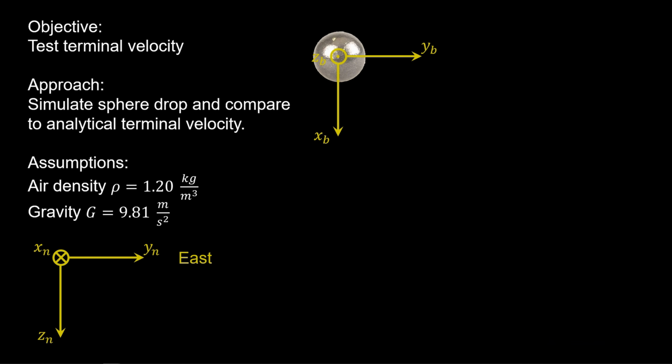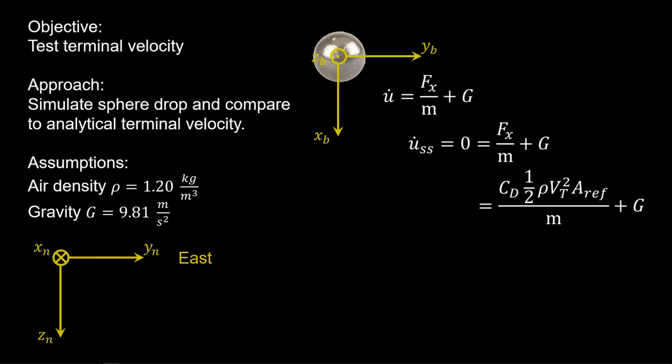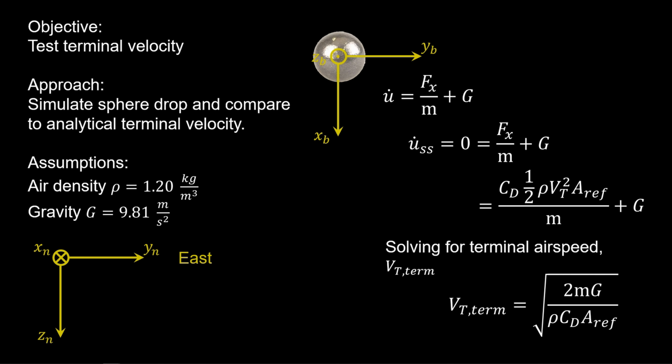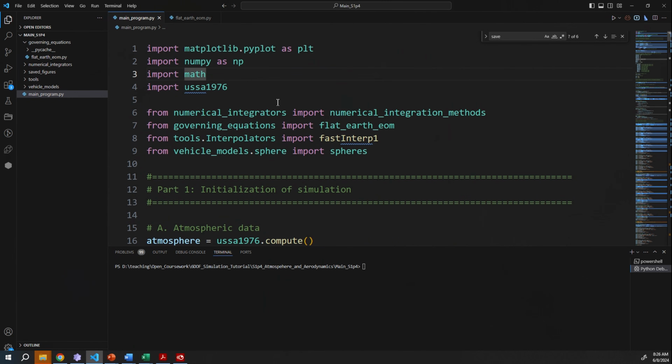To derive an analytical formula for terminal velocity, note that in this example, the 6-DOF equations just reduce to the axial velocity equation. Now, at terminal velocity, the sphere is no longer accelerating, so U dot is 0, and we just have a balance between drag and gravity. So solving for the airspeed, we get an equation for terminal velocity. Let's run the simulation now to check our terminal velocity prediction.